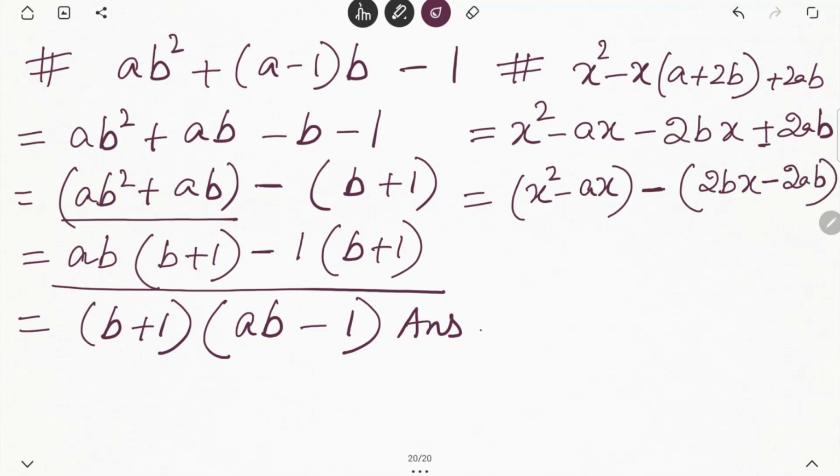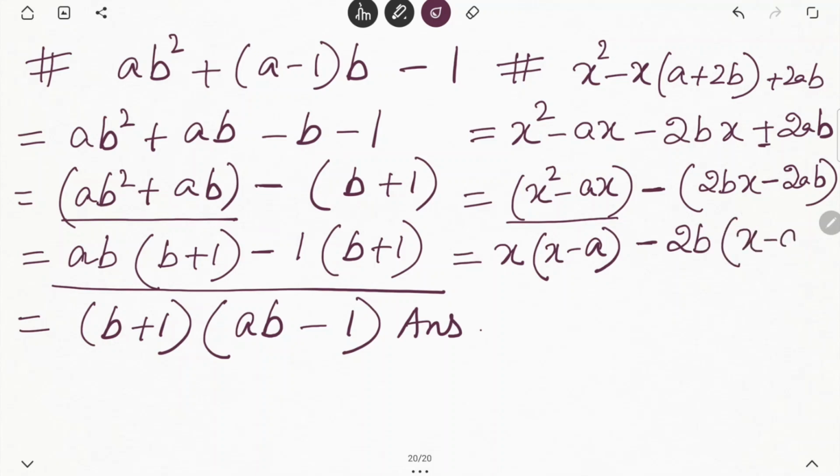You have to be very careful with the sign. So now from the first part, what I can take out common is x. So I am left with x minus a. From here, what I can take out common? See, 2b I can take out common, right? So it is minus 2b. If I take out common, I am again having x minus a.